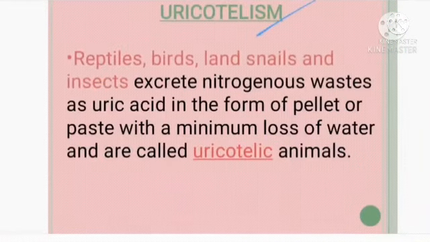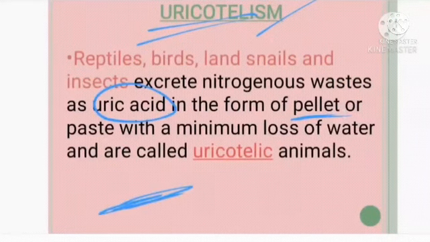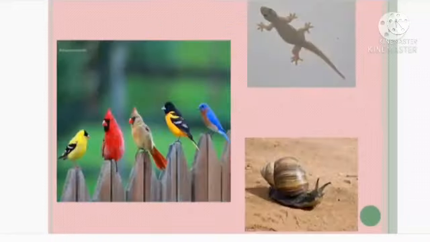Next is uricotelism. As I told you, these are reptiles, birds, land snails, and some insects, which are uricotelic in nature. Here the excretory product is uric acid, which comes out in the form of pellets or a paste-like structure. You would have seen this in lizards. There is no loss of water, or a very little loss of water is noted. Those organisms we call uricotelic organisms, which excrete nitrogenous waste in the form of uric acid.